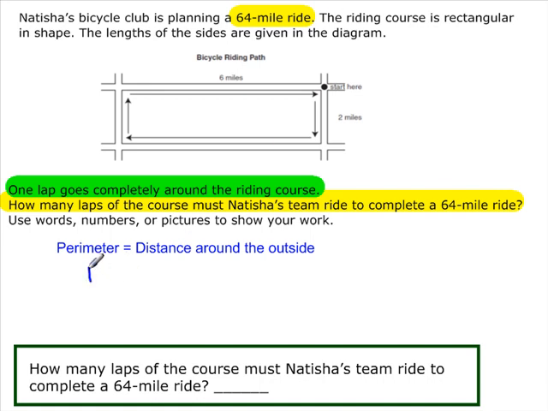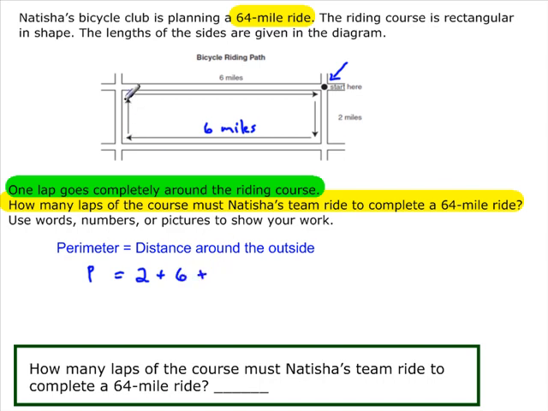Let's substitute P for the perimeter. And the distance around, we'll say, and we're told to start here, so it would go 2 miles. And then you would turn right and go this distance. Well, since this is a rectangle, this is also 6 miles here. So that's 2 plus 6 miles.